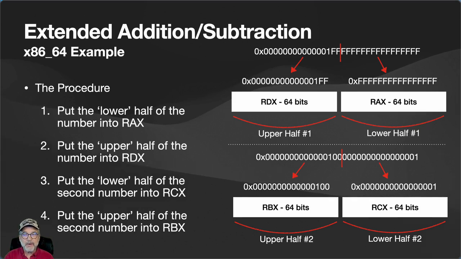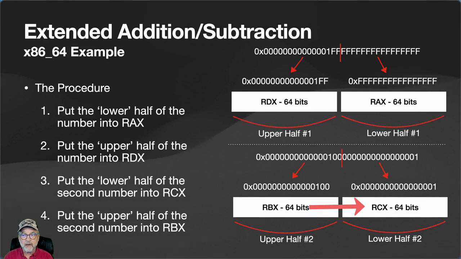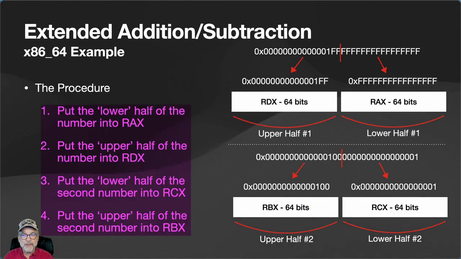And then let's say we want to add the number 100, all of those zeros and 1. We're looking at the bottom half now of this diagram. You split those up. You move the top 8 bytes into RBX in this example, and I call that upper half number 2. And then you move the bottom 8 bytes into the lower half number 2, which I've decided to make RCX. And the procedure you can see is there on the left, steps 1 through 4.